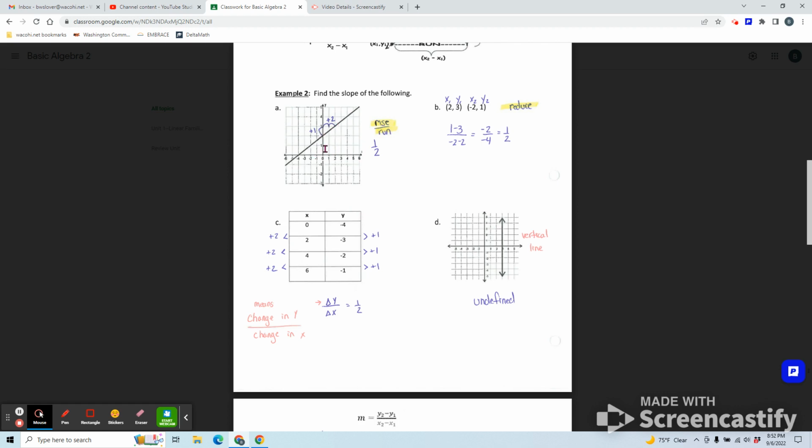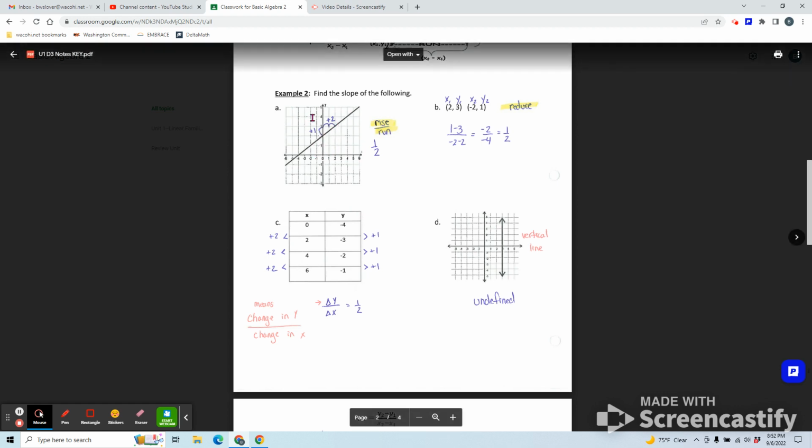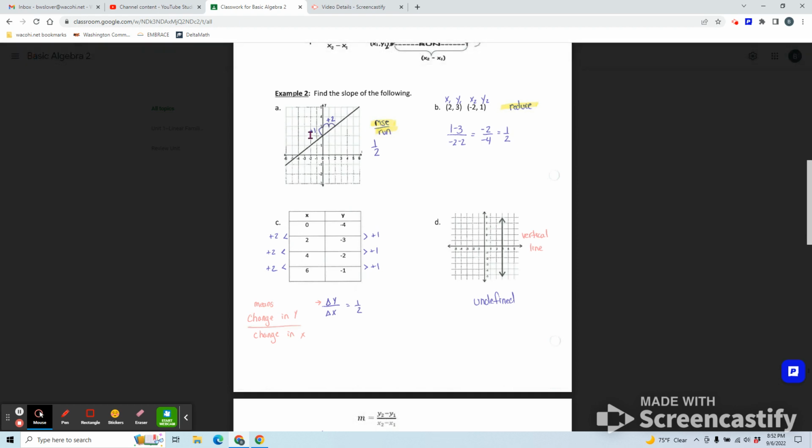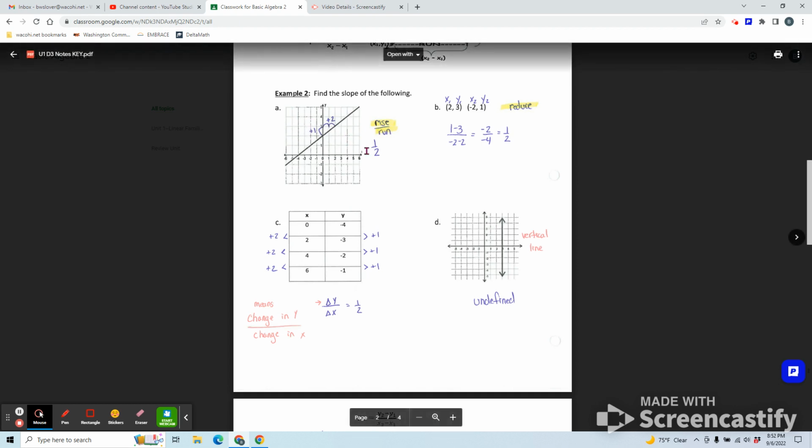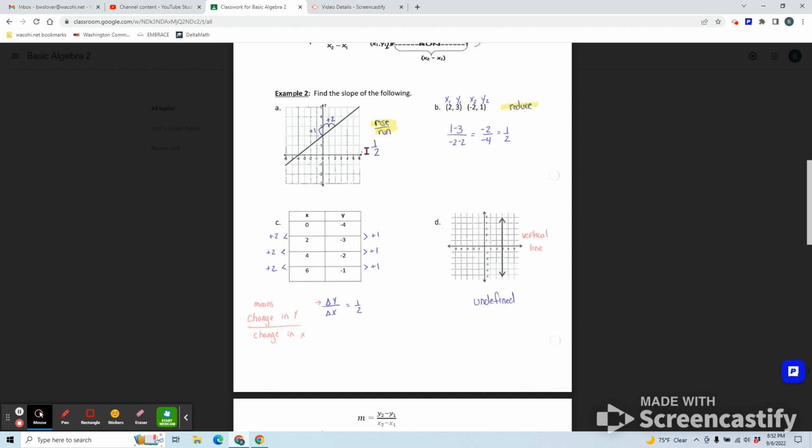So I pick my 2 points and I just count how many up and over or down and over. In this case, I'm going up and then to the right. So because I'm going up, that's positive, and to the right is also positive. So up 1, right 2. My slope is a half. Leave it as a fraction.